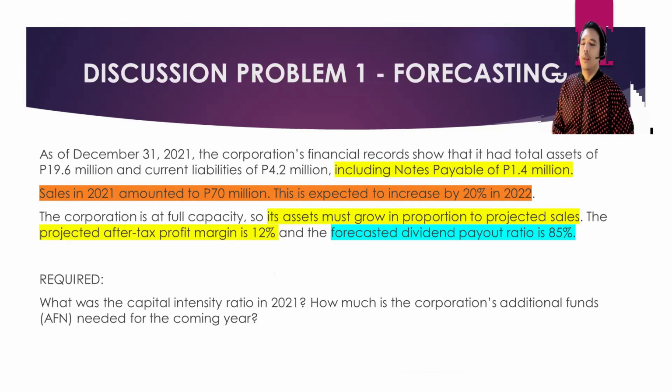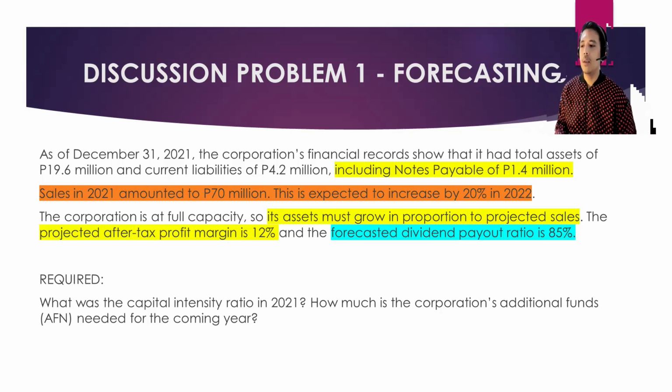Okay, so let's go now to discussion problem number 1. Of course, class, when dealing with cash management, forecasting is always involved. No? Paano ba yan? Sabi natin kanina, appropriate level. Pero ano nga ba yung appropriate level of cash? No? Siyempre, we need to make sure that we have cash to fully support business operations. Yun lang naman. No? And this topic that we'll be discussing in discussion problem 1 on forecasting will be dealing with capital intensity ratio and additional funds needed, or AFN. No? Those are concepts surrounding forecasting.